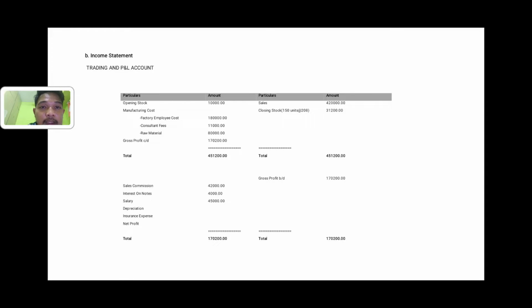This is the income statement, or trading P&L account. As we can see, the total amount is 170,200 ringgit per year. Next is the balance sheet. From the balances, as we can see, the liabilities amount and the assets total is 544,200 ringgit.